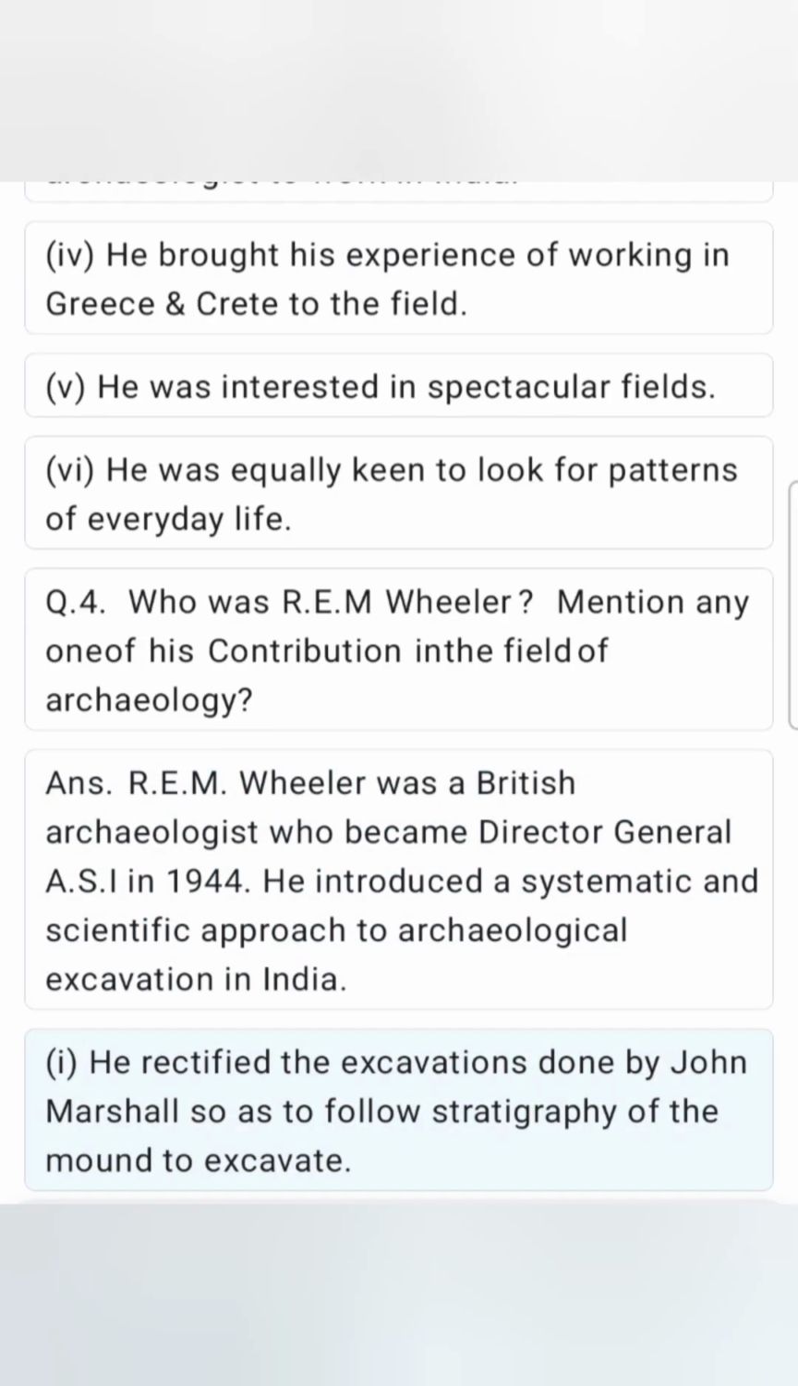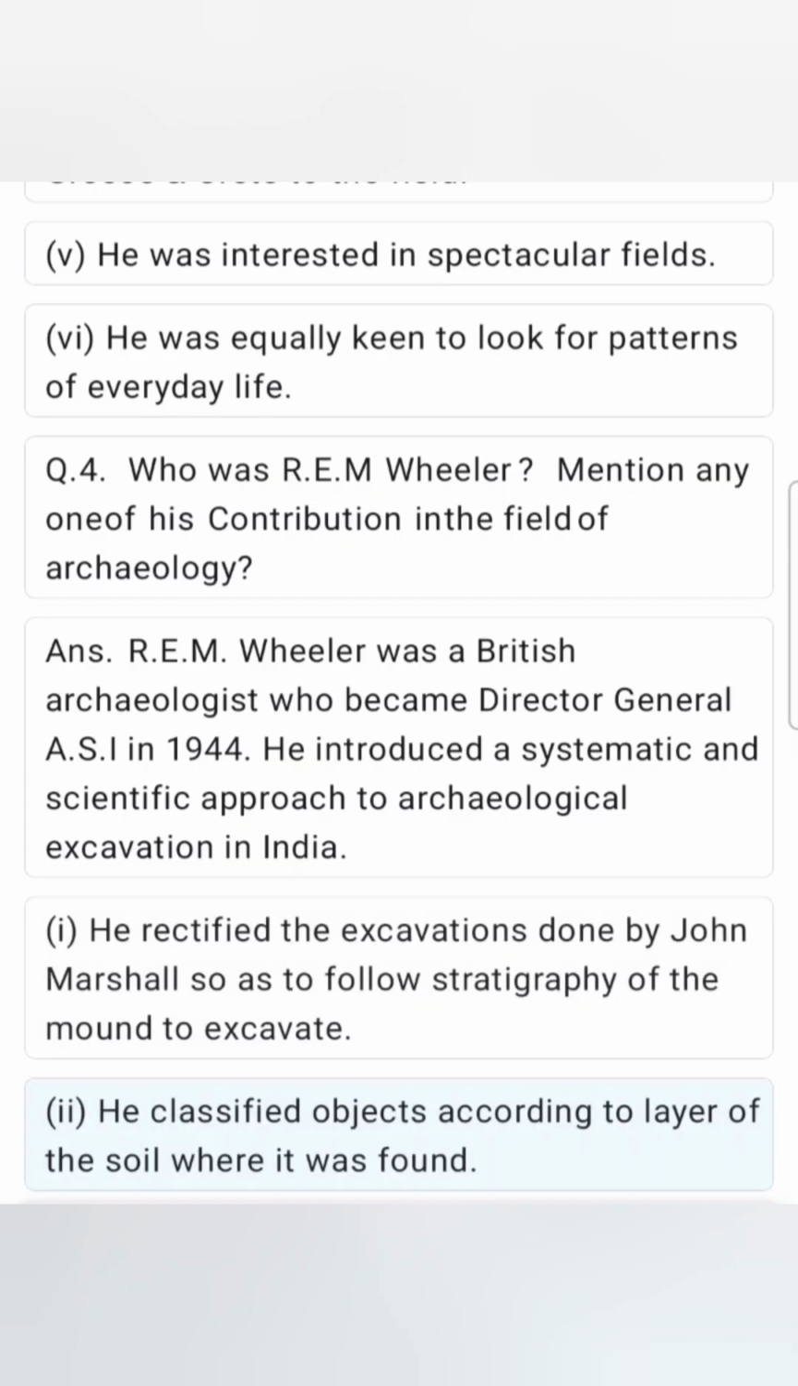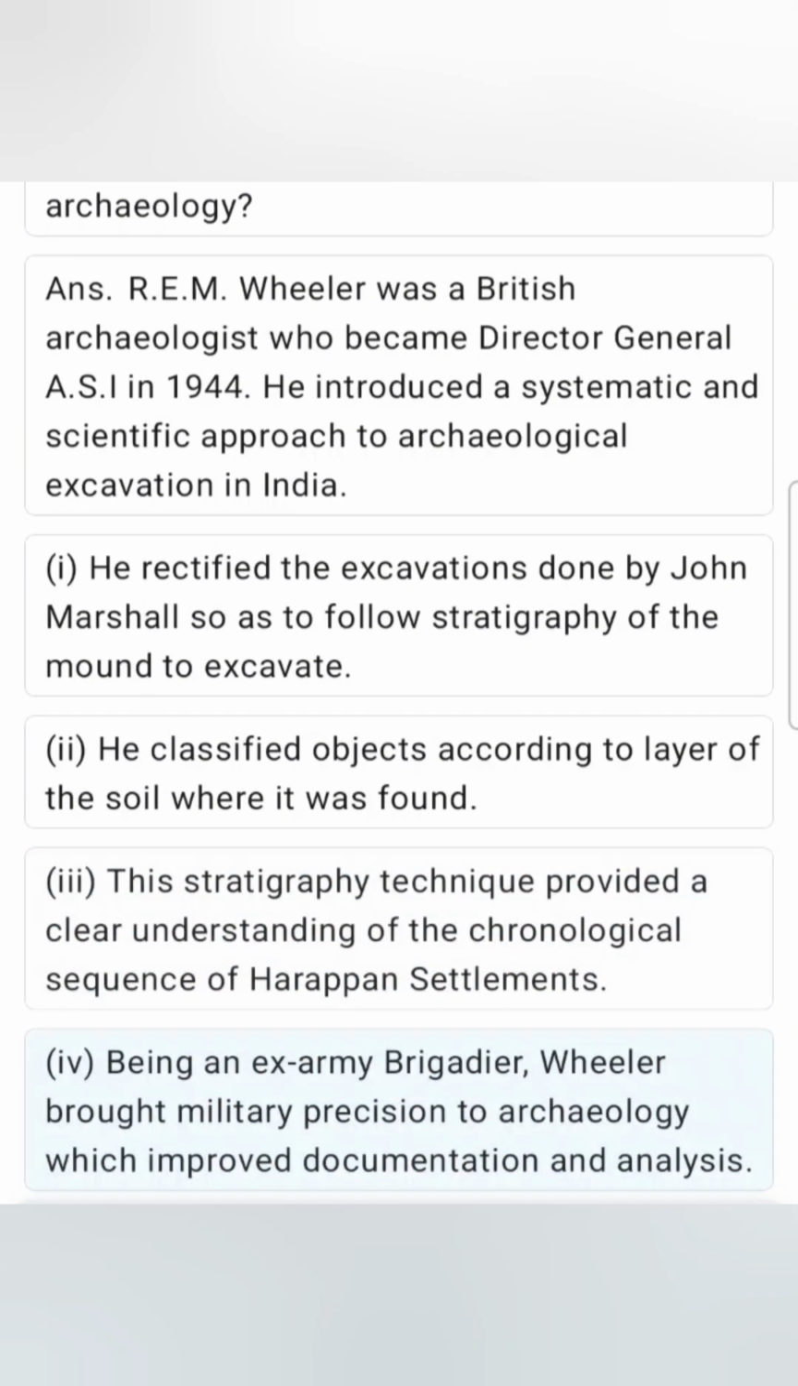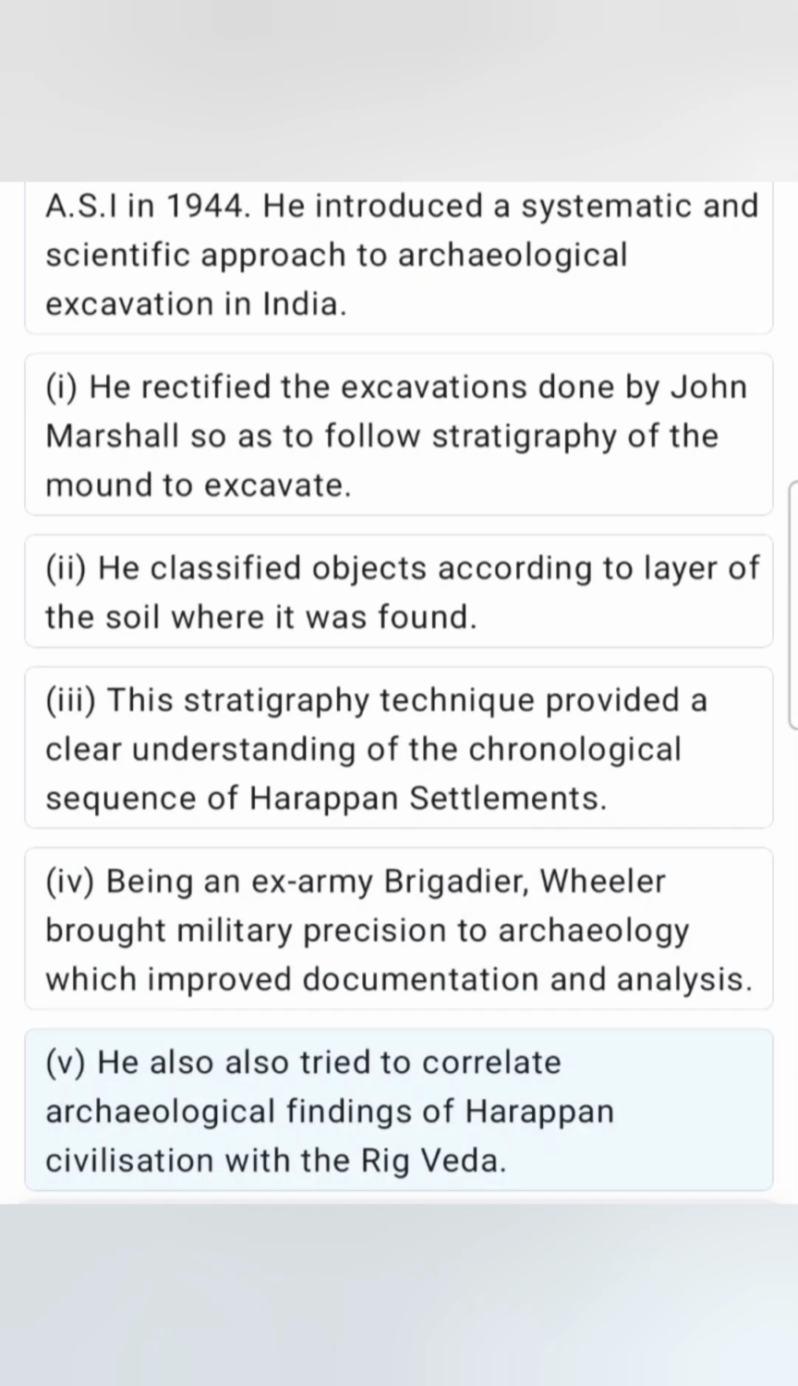I. He rectified the excavations done by John Marshall so as to follow the stratigraphy of the mound to excavate. II. He classified objects according to the layer of the soil where they were found. III. This stratigraphy technique provided a clear understanding of the chronological sequence of Harappan settlements. IV. Being an ex-army brigadier, Wheeler brought military precision to archaeology, which improved documentation and analysis. V. He also tried to correlate archaeological findings of the Harappan civilization with the Rig Veda.